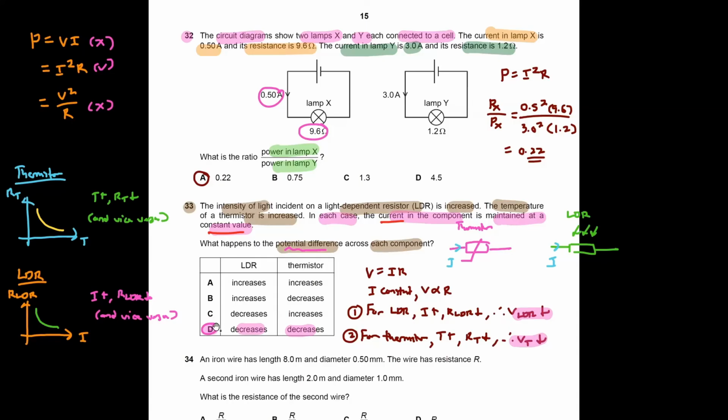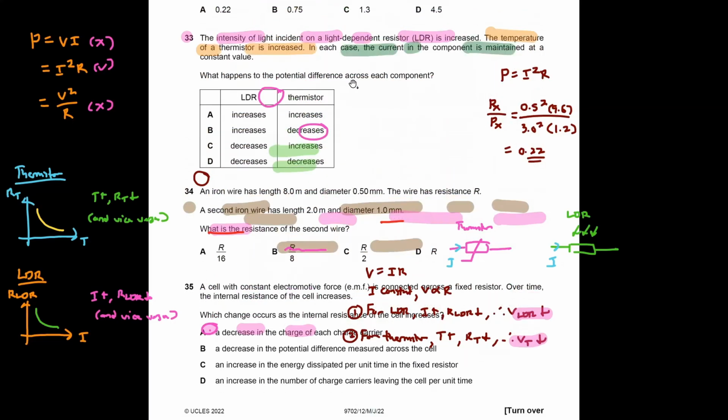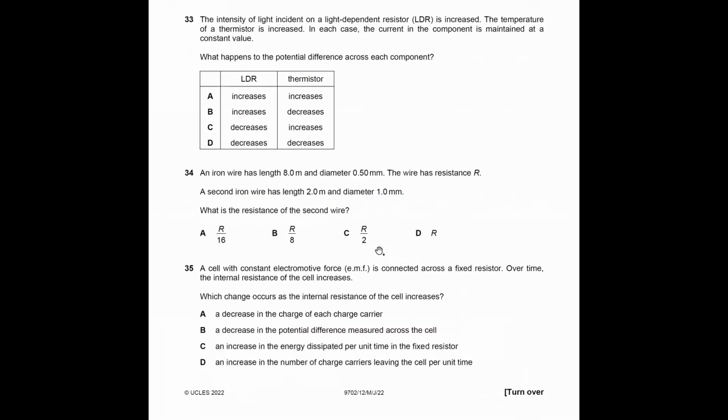Then after that, you have one last question here. I'll finish off question 34 before we call it a day. Now, if you look at question 34, you have an iron wire of length 8 meter and diameter of 0.5 millimeter. This wire has resistance R. The second iron wire has length 2 meter and diameter 1 millimeter. What is the resistance of the second wire?